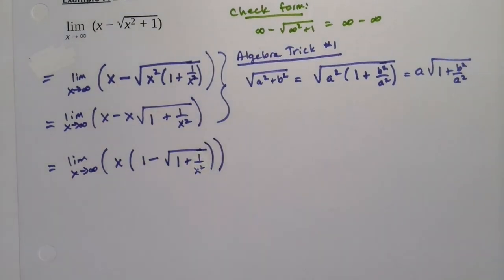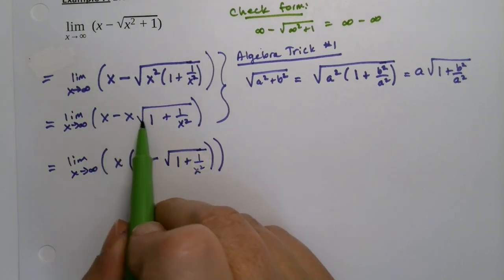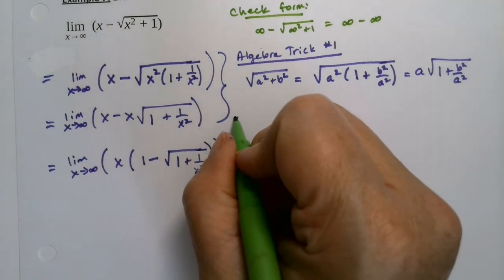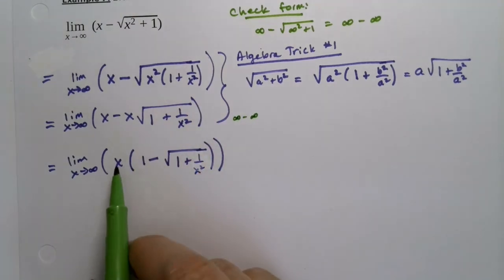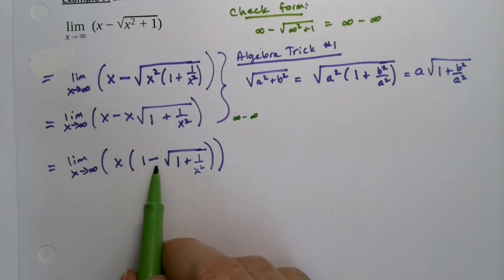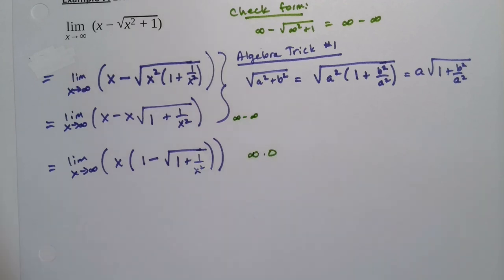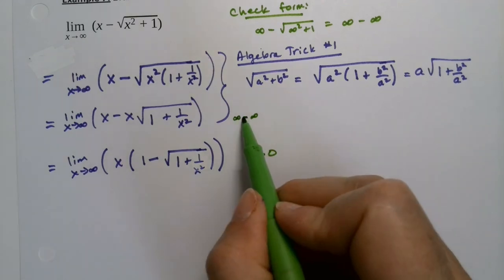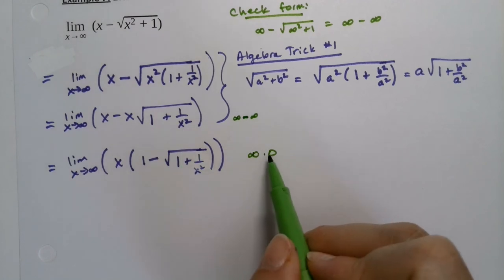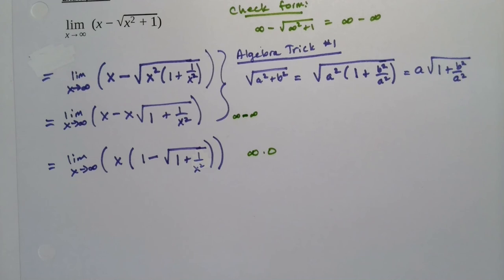I can check form if you want. It isn't really going to change anything. So this is infinity minus infinity times 1, right? So this is still infinity minus infinity right here. This is now infinity times 1 minus 1, so infinity times 0 now, right? Which is also indeterminate. So this was infinity minus infinity. This is infinity times 0. That's my form. I still can't use L'Hopital's rule, right?